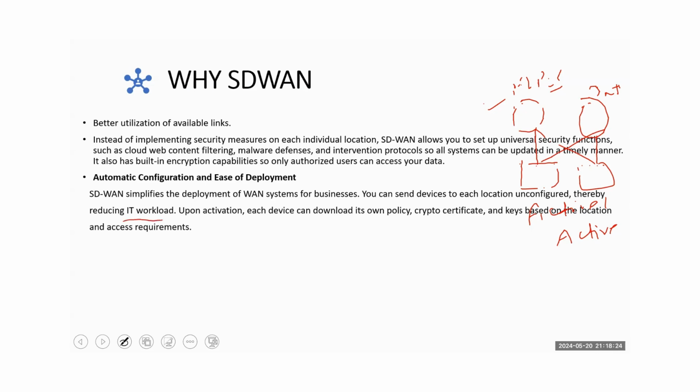That's another important reason. On activation, each device can download its own policy, crypto certificate, and key based on the location and access requirement. In a traditional network, as we all know, whenever we have to send a device to a site, first the device goes to the site, then we have to send a field engineer, who has to check the console, then we have to send the configuration via email, and all those steps are there.